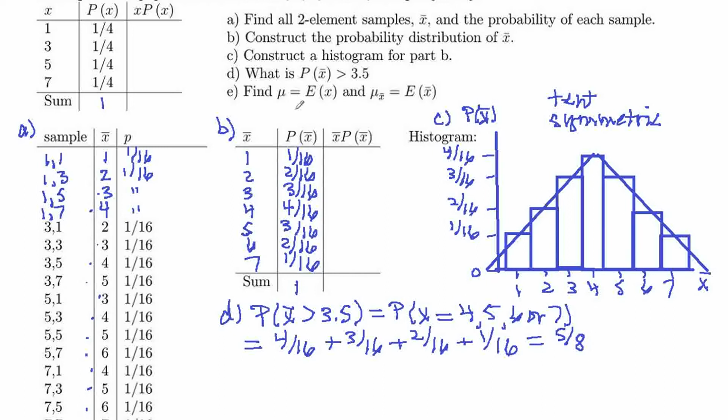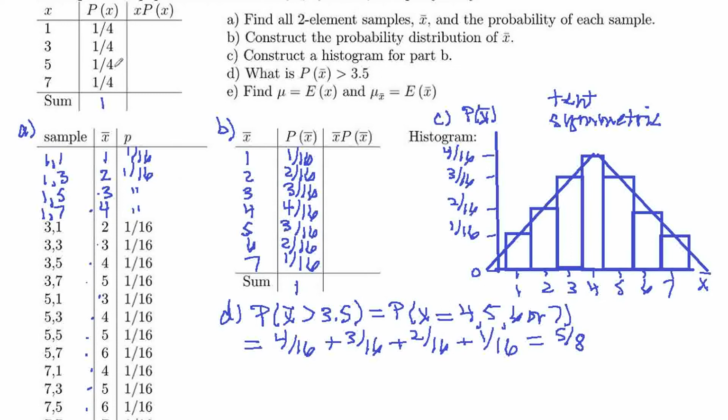And then part E, find mu, the expected value of x, the random variable x, the parent distribution, and then mu sub x bar, the expected value of the random variable for the sample mean. So the x bar distribution, the mean of the x bar distribution.